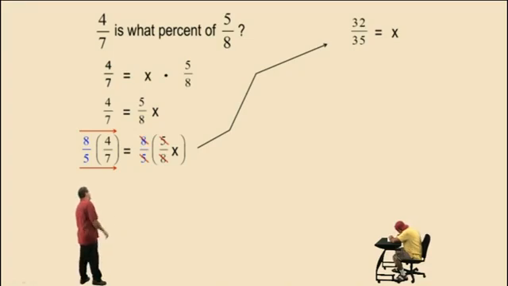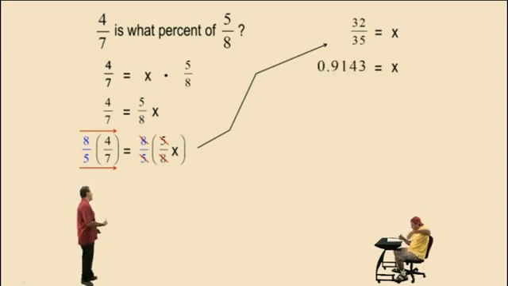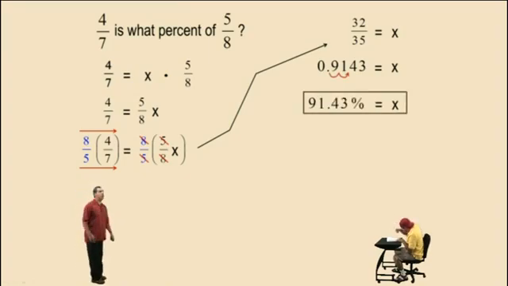Charlie, what'd you get? 32 divided by 35. 0.9143. Very nice there, Charlie. That's rounded to the nearest 10,000ths. And now we need to change our decimal to a percent because x represented the percent we were looking for. So we move the decimal 2 places to the right, and we end up with 91.43% for our final answer. And that final percent is rounded to the nearest 100th of a percent.